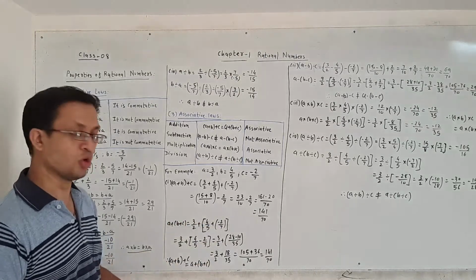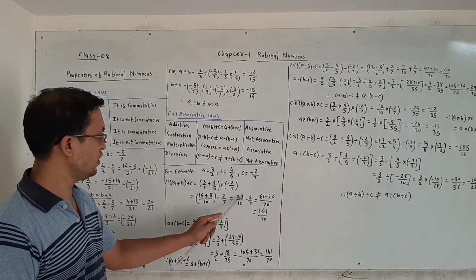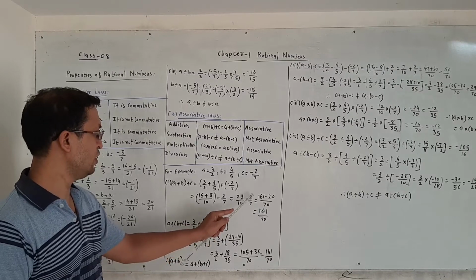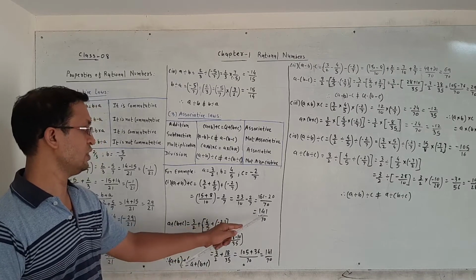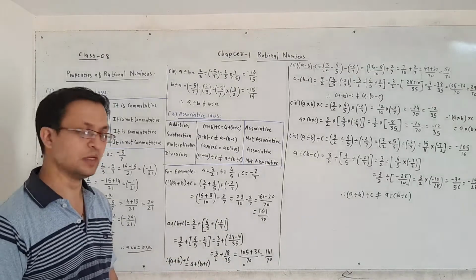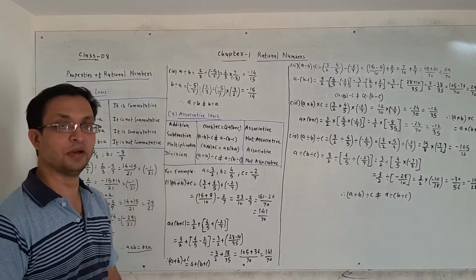Again we cross multiply. 7 times 23 is 161, 10 times 2 is 20, divided by 7 times 10 is 70. 161 minus 20, 141 divided by 70. That is the solution of the left hand side.